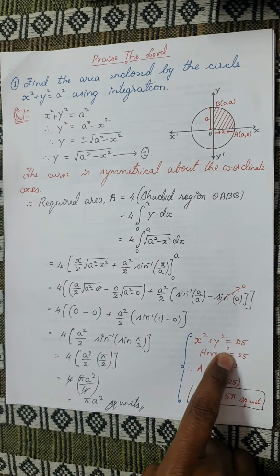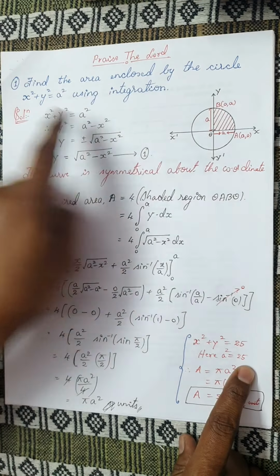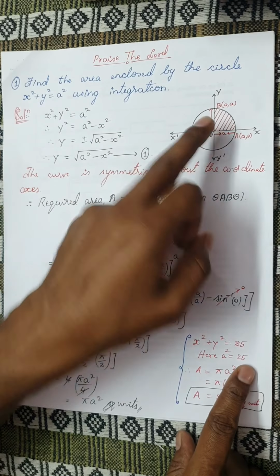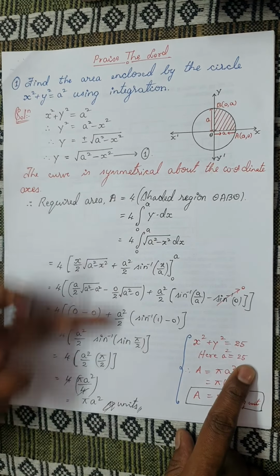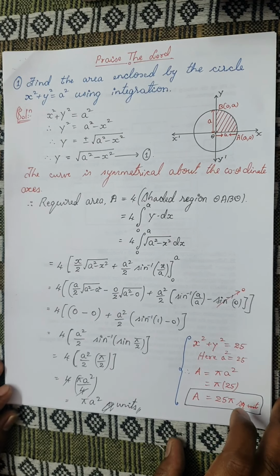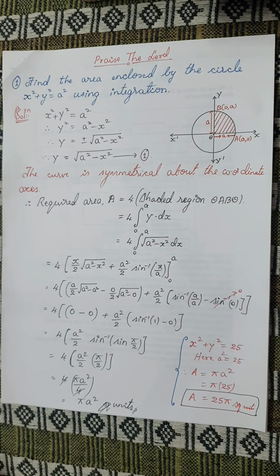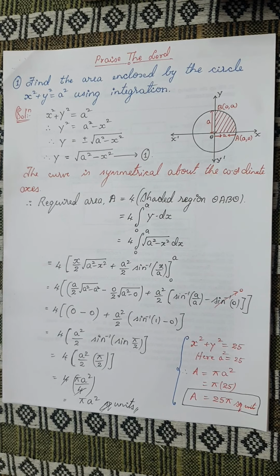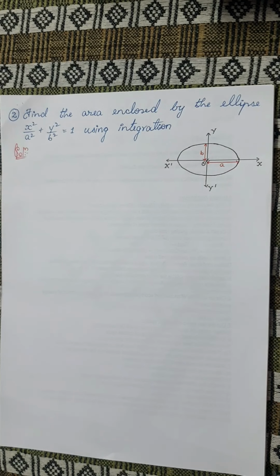This part you're going to do only if they ask. If they just ask you to find the area enclosed by the circle, just draw the figure, get what is y, write the required area, and just integrate and write the solution. I believe that this is a very easy question, and I guess you would definitely take this as an option for a 5-marker question in your examination. Right, we are moving on to the second question.